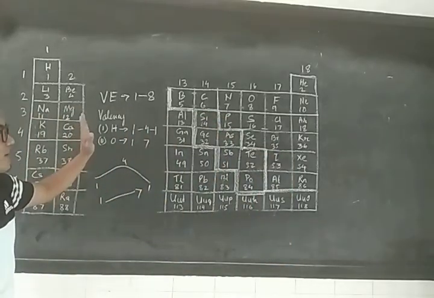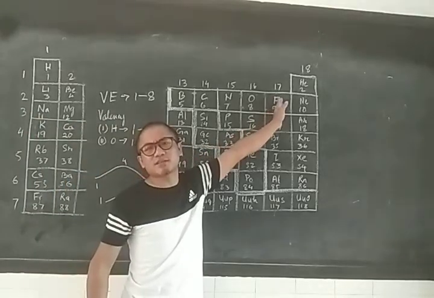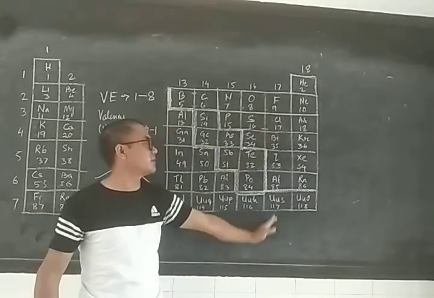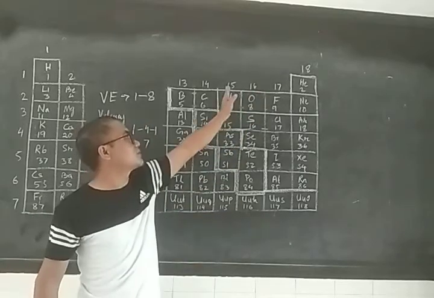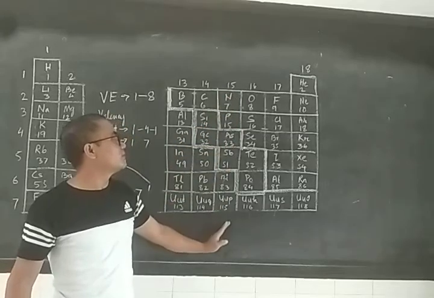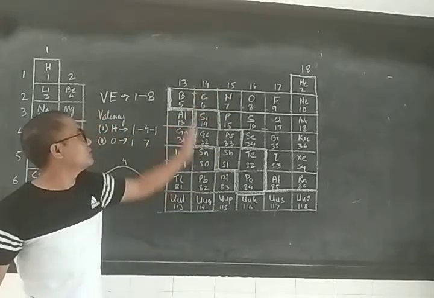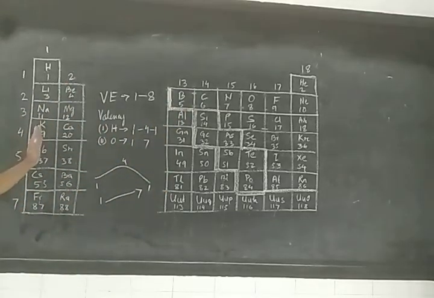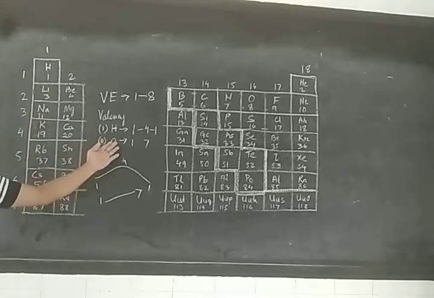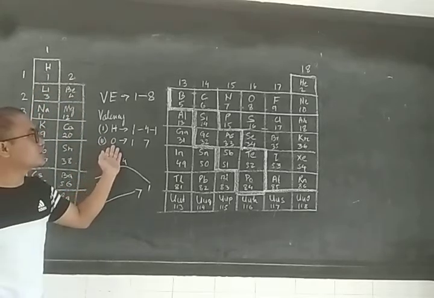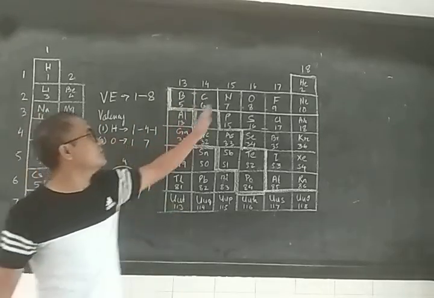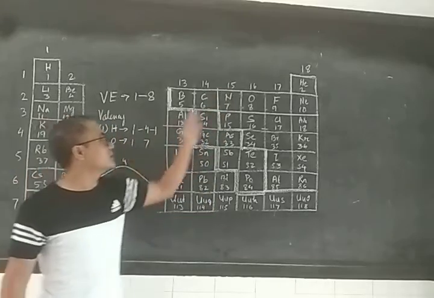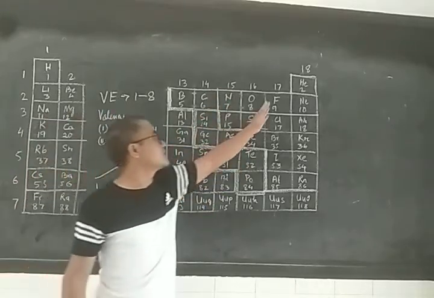Once again, with respect to oxygen, this will have valency 7, this will have valency 6, this will have 5, 4, 3, 2, 1. That means all of these will have, with respect to oxygen, 1 valency, 2 valency, 3 valency, 4 valency, 5 valency, 6 valency, and 7 valency.